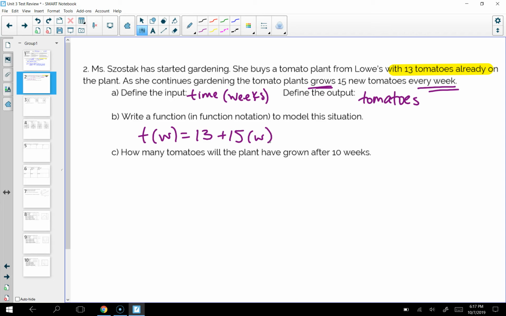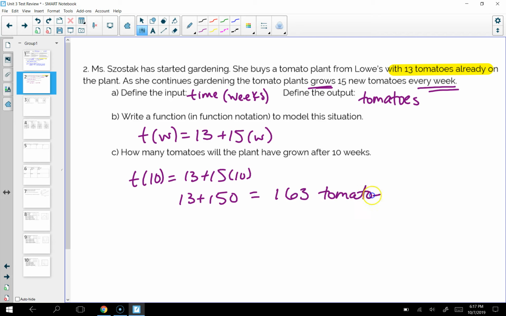It wants to know how many tomatoes will the plant grow after 10 weeks. So tomatoes after 10 weeks, so we're changing our W to 10 because we know weeks is 10 weeks, equals 13 plus 15 times 10. 15 times 10 is 150. 13 plus 150 is 163 tomatoes. I hope she likes tomatoes. I do not. But in 10 weeks, she's going to have 163 tomatoes.